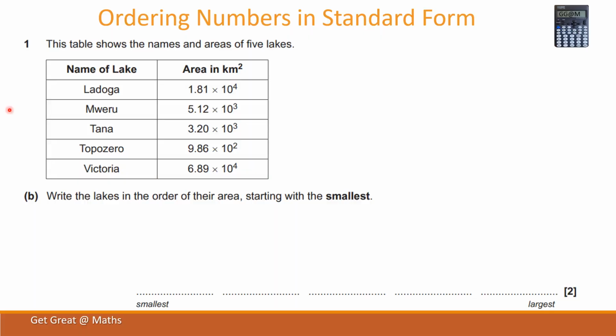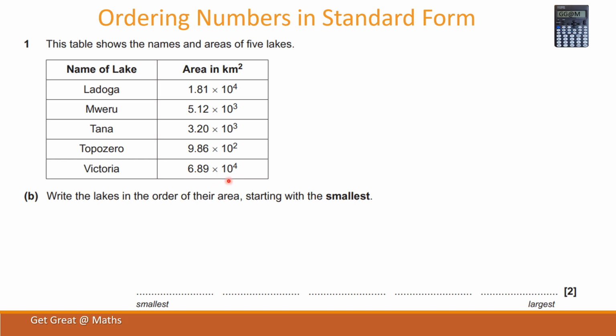This question is ordering numbers in standard form. The numbers in this table for the area are written in standard form, and we know they're in standard form because they've all got times 10 after them to a power, and there is a decimal point with one digit written in front of the decimal point.